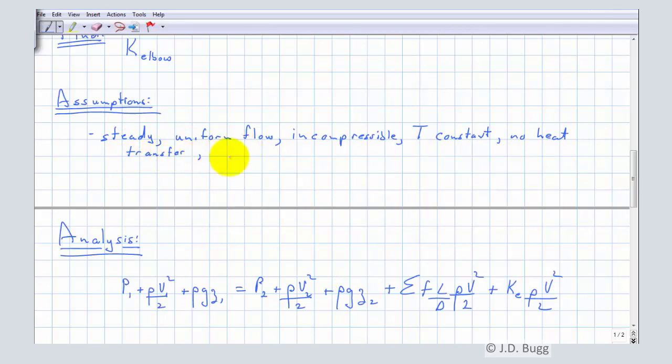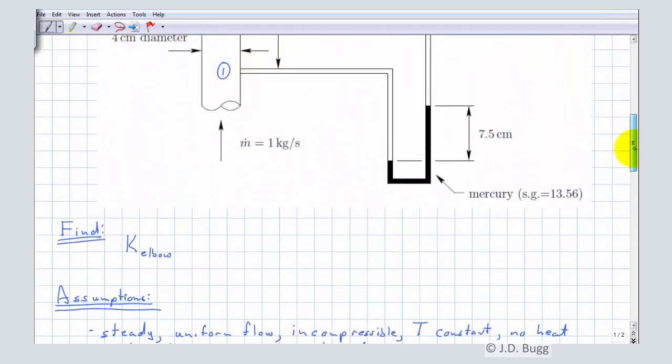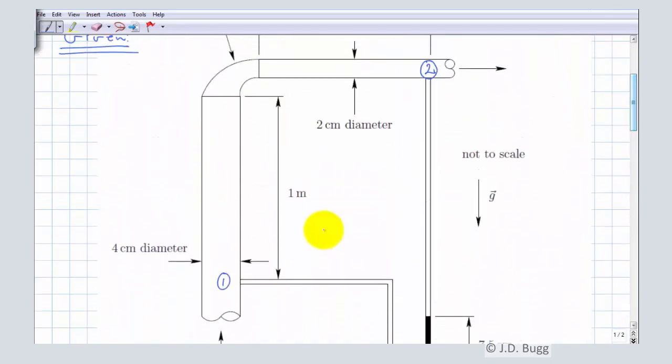And there's also no work transfer because there's no pump anywhere between point 1 and 2. Okay. The other thing that we're going to be saying here that I might as well get down in that assumption list right away is notice that this distance here is 1 meter. And we really don't know the size of this elbow, so we don't really know the additional elevation up to point 2 here. So I'm just going to assume that this distance is very small compared to 1 meter.